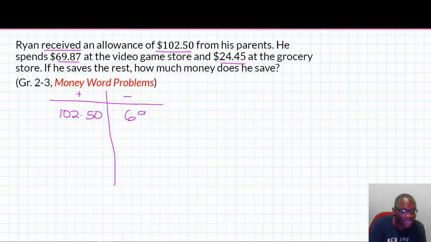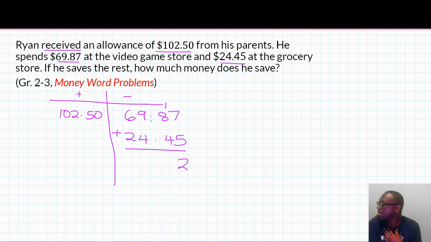And so we have $69.87 and $24.45. We're going to add this together so we can know how much Ryan has spent. So 7 plus 5, we have 12. We're going to write 2 and bring 1 up here. 1 plus 8 is 9. 9 plus 4 is 13. We're going to write 3 here and bring 1 up here. 1 plus 9 is 10. 10 plus 4 is 14. Let's remember our decimal here. So it's 14. We're going to write 4, bring 1 up here. So we have 1 plus 6, 7 plus 2. We have 9. So now we're going to subtract because we want to find out how much is left.